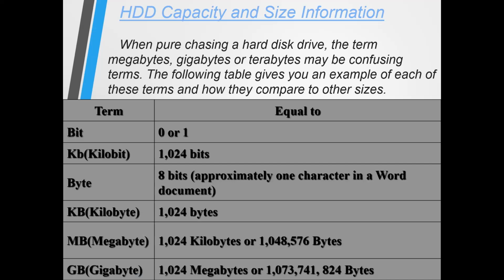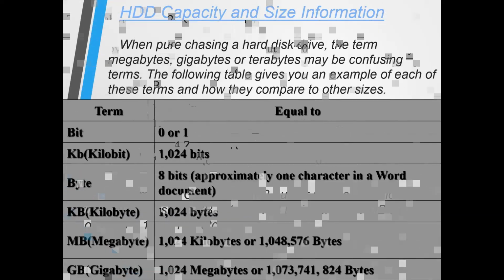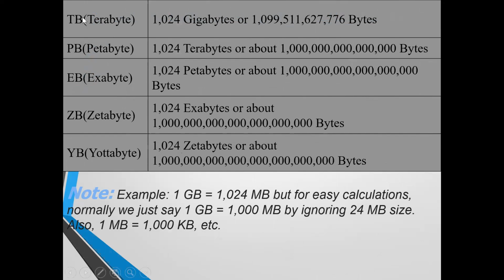Okay, then from bytes, we go to kilobytes, which are 1,000 bytes. We go to megabytes. Megabytes are 1,000 kilobytes or 1 million bytes. Then we go to gigabytes. Gigabytes are 1 billion bytes or 1,000 megabytes. So you keep on adding in that kind of state. Then from gigabytes, we go to terabytes, the tera, T-E-R-A. Then we go to petabytes, then exabytes, then we go to zettabytes, and we go to zotabytes.